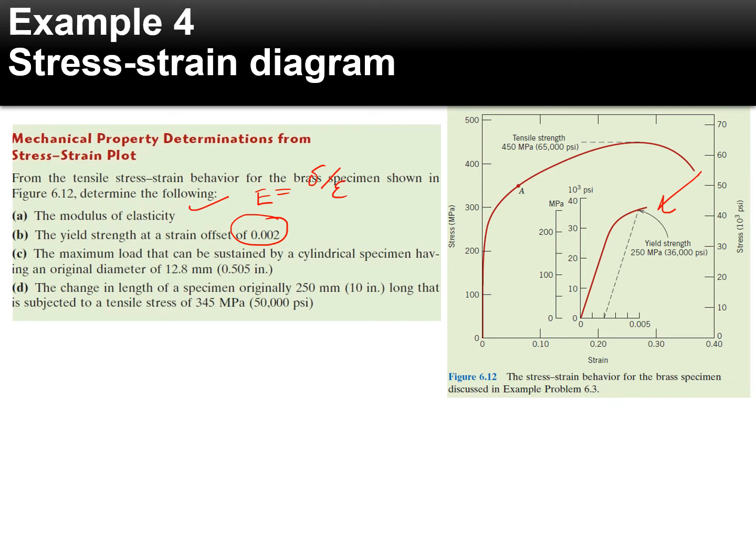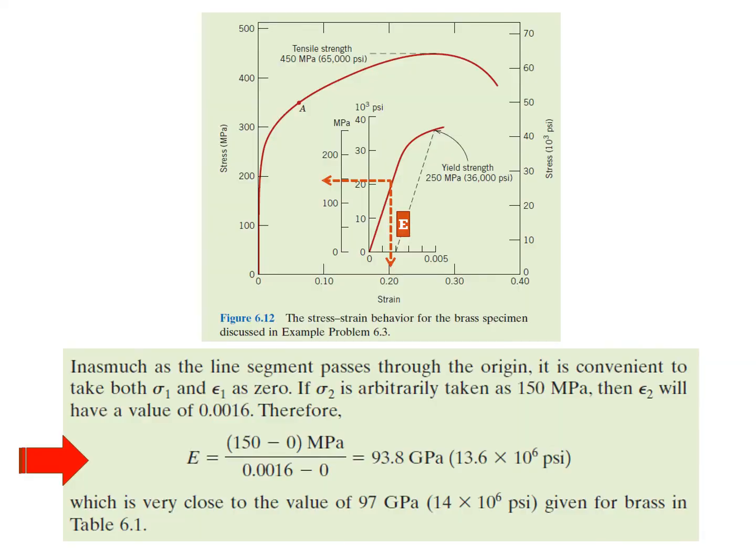Next, the maximum load that can be sustained by the cylindrical specimen having an original diameter of 12.8 mm, and the change in the length of the specimen, originally 250 mm long, when subjected to a tensile stress of 345 megapascal. So what we need to do in the first step, because they are asking you for the modulus, is take the stress values at the beginning and at the end of the linear section only. This has actually been zoomed in to get a clearer diagram.